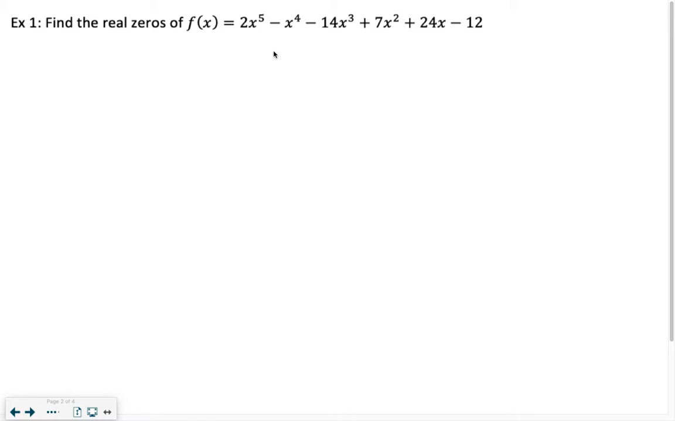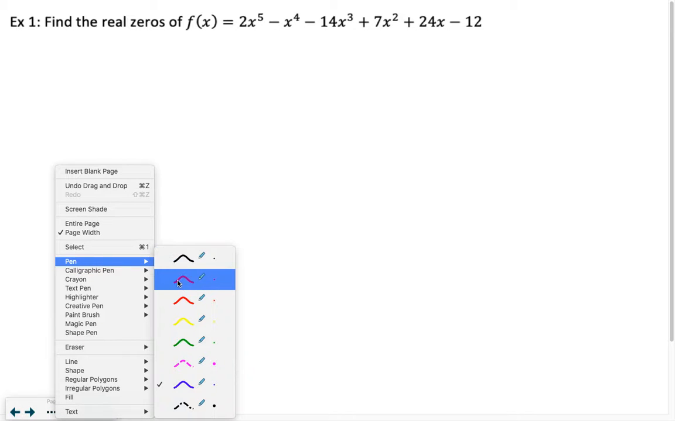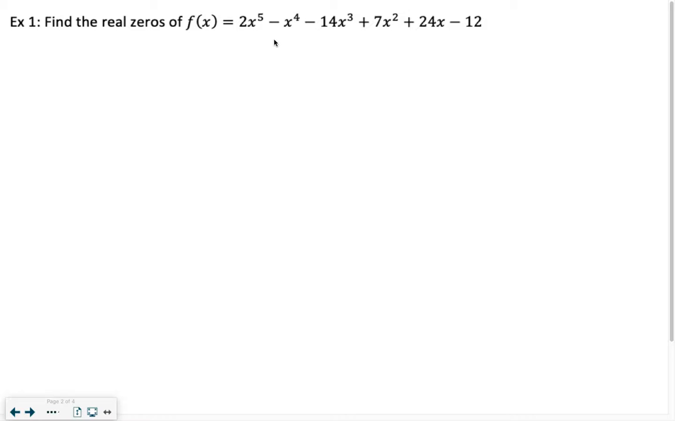So remember, to test for positive zeros, we look at how many variations of sign there are. So for f of x, I am starting with a positive, then a negative, negative, positive, positive, negative. So one change of sign, two change of signs, three change of signs. Okay, there are 3 variations of signs in f of x. So that means I could have 3 positive zeros, or remember, we could subtract by an even amount. So I could have 3 or 1 positive zeros.